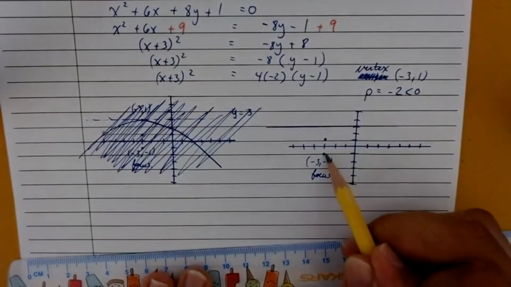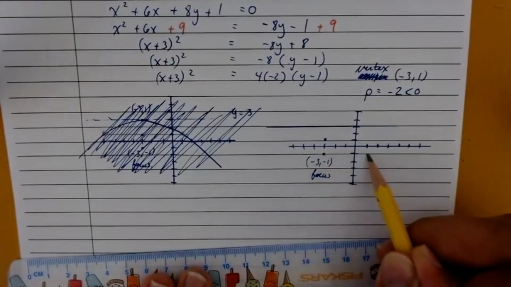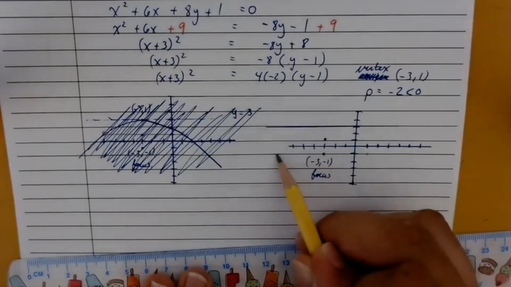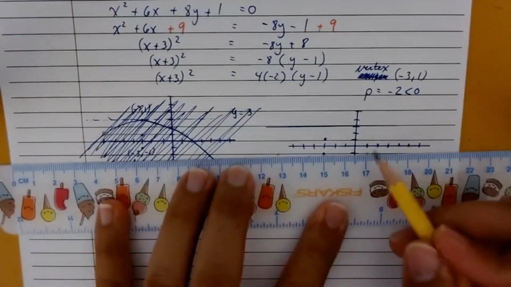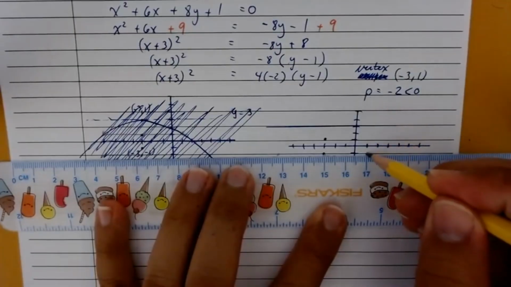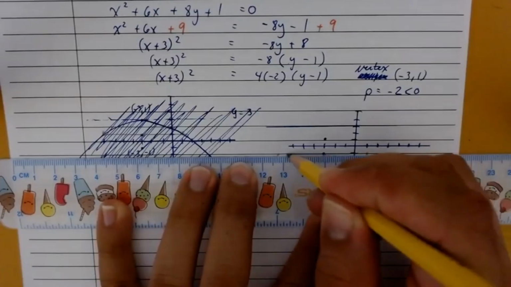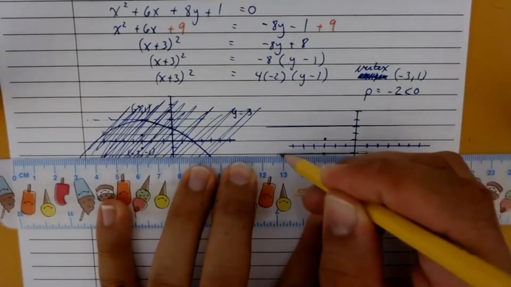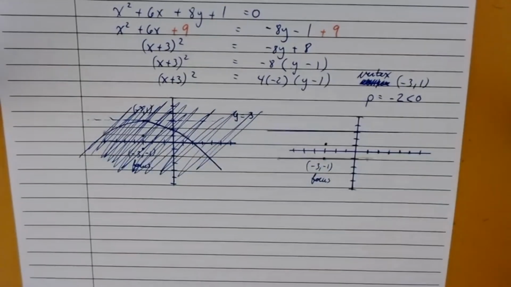Okay, well, if it's 8 units across, that means it's 4 units on either side. So it's going to go to the right, 1, 2, 3, 4 units, and to the left, 1, 2, 3, 4 units. So those 2 points are going to be on our parabola. The latus rectum is not, but it is an imaginary line that connects those 2 points.